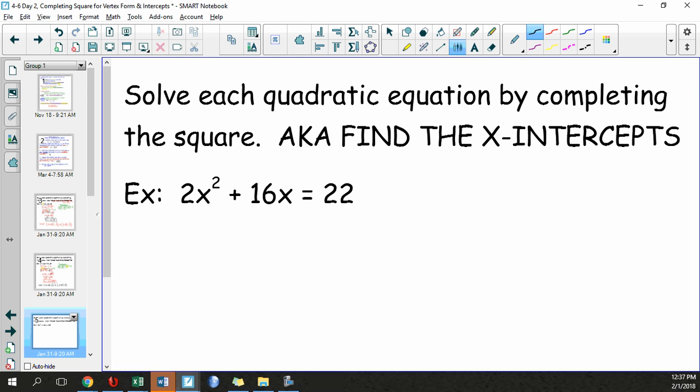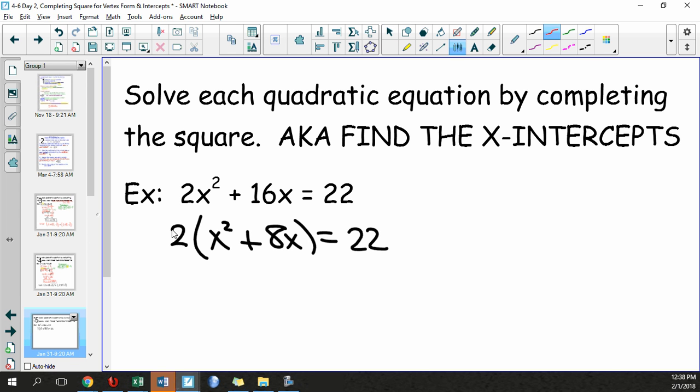So in order for it to be a 1, GCF concept, which means I am going to do division. 2 divided by 2 is 1x squared. 16 divided by 2 is 8x equals 22. Biggest mistake is my students continue across the equal sign. Do not continue pulling it across the equal sign. Am I clear? So you do it only on the side with the x's. Okay.